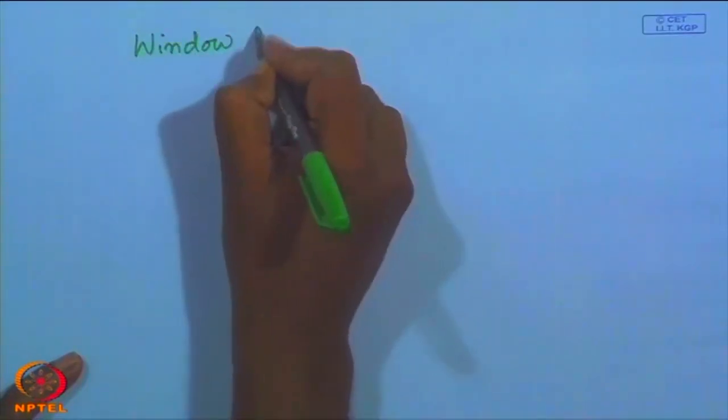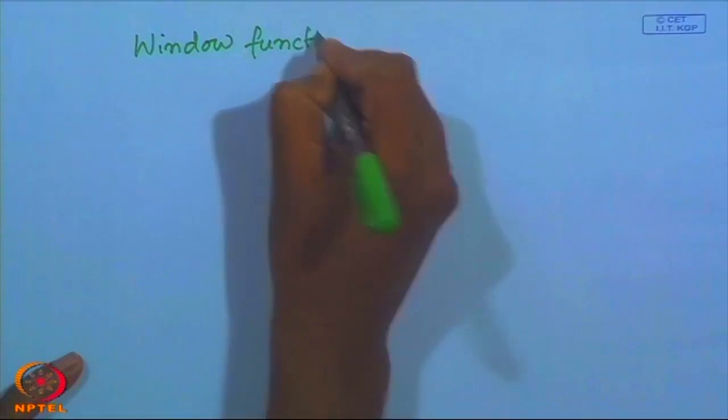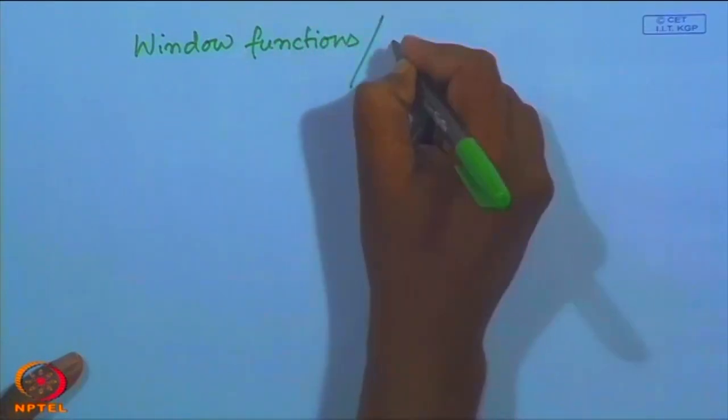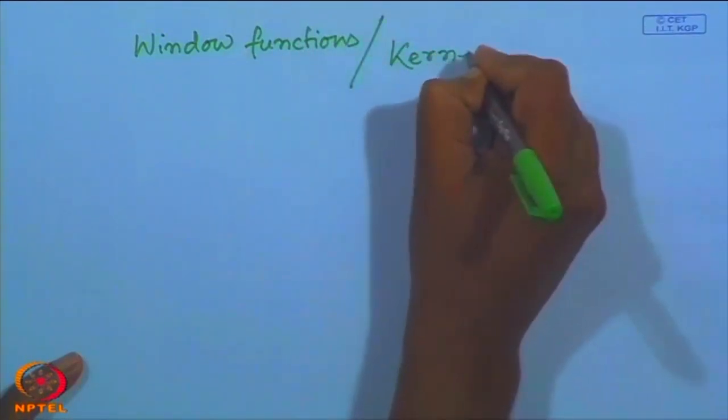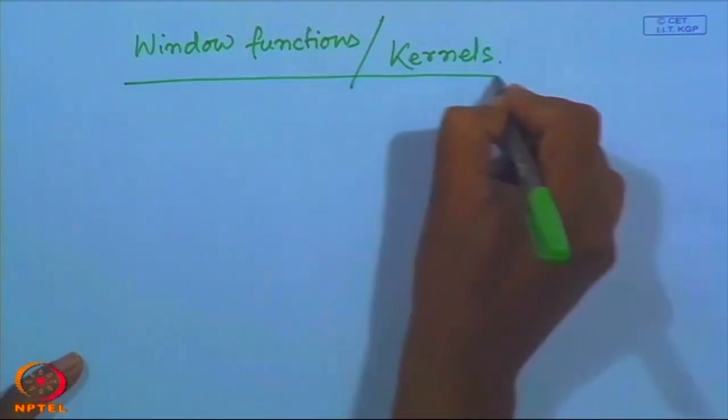Instead of the delta function, I can use some other functions called window functions or kernels, which can help us to estimate the continuous probability density function in a smooth way. So what we will use is window functions, which are also called kernels. Of course, they have to be properly normalized so that the total area remains equal to 1.